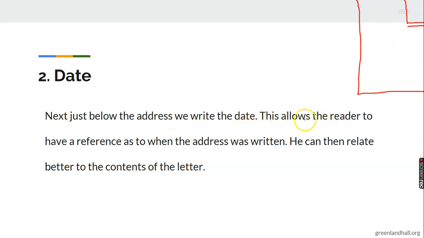Okay? The essence of this date is that it allows the reader to have a reference as to when the address was written. Then he or she can relate better to the content of the letter. So it's very, very important. Your date is very, very important in your informal letter.